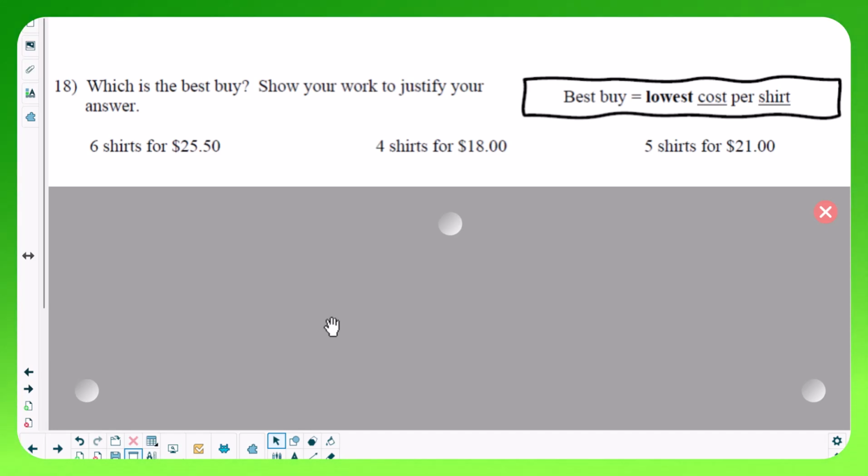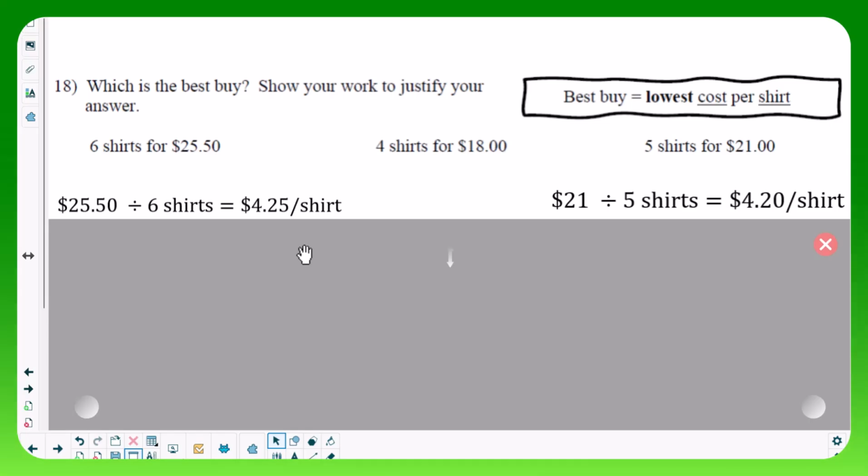In order to do that, we want to find the shirt that has the lowest cost per shirt. So if we want to find the cost per shirt, we want to take the cost for each of those and divide it by the number of shirts. So for our first option, we're going to take $25.50 and divide it by 6 shirts. You can see my work there, and I got a cost of $4.25 per shirt.